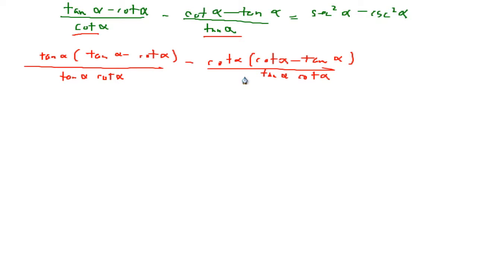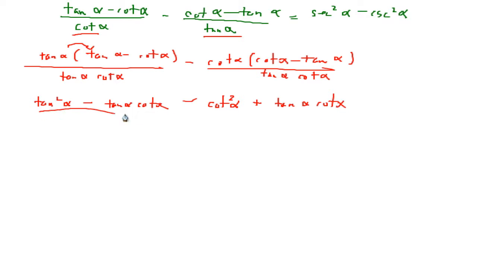So the next step is, what we're going to do is we'll just expand these out, okay? So tan times tan is going to be tan squared. And then tan times cotangent is, well, tan alpha cotangent alpha minus, now cotangent times cotangent is going to be cotangent squared alpha. And then negative cotangent alpha multiplied by negative tangent alpha is going to give us plus tan alpha cotangent alpha over the common denominator of tan alpha cotangent alpha.